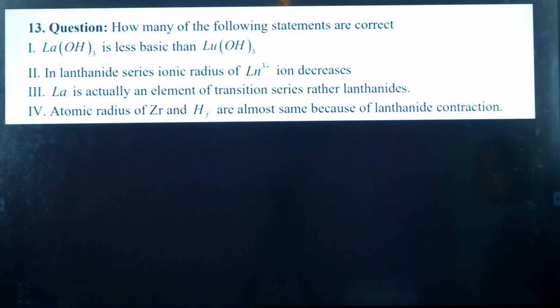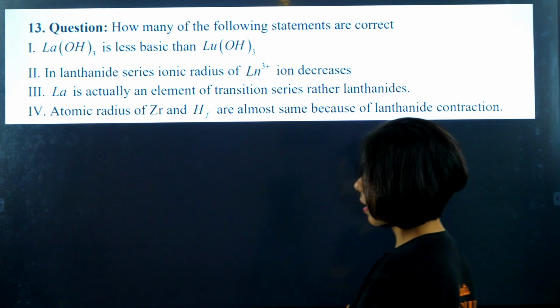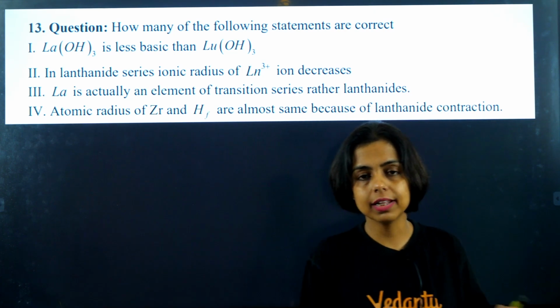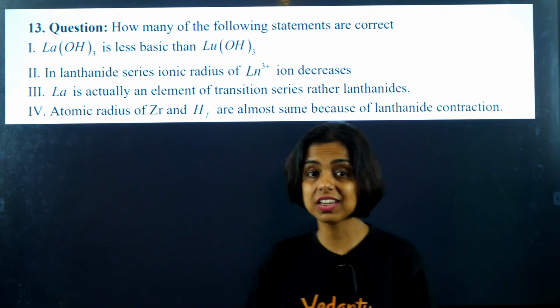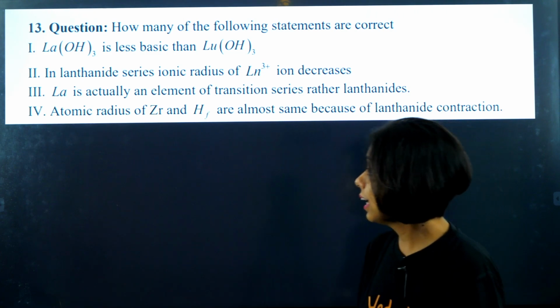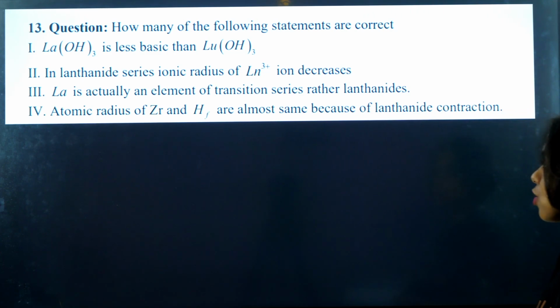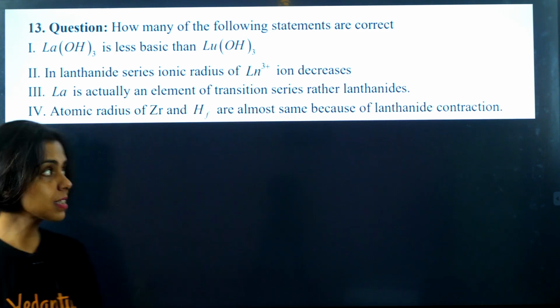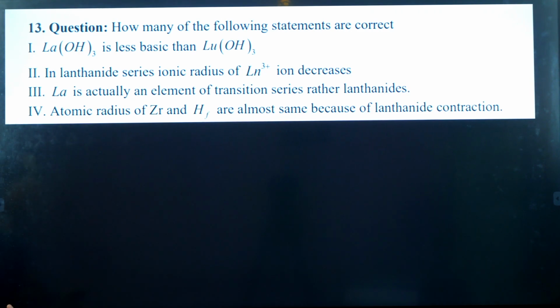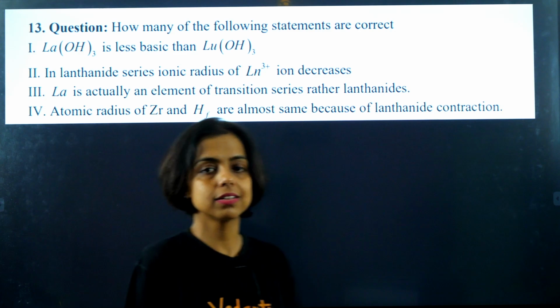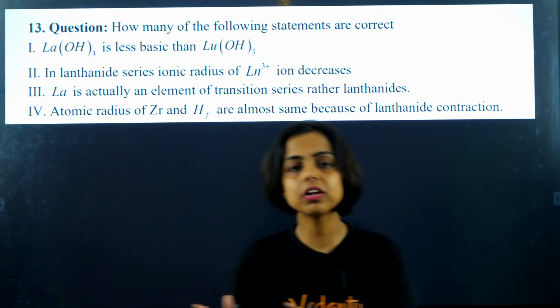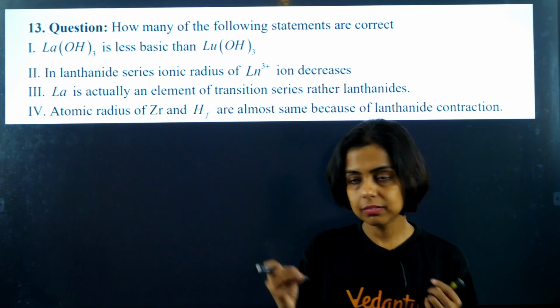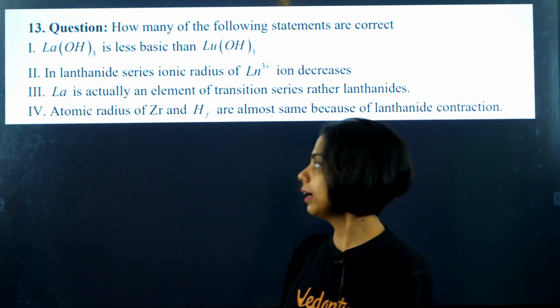Now the next question, how many of the following statements are correct? Lanthanum hydroxide is less basic than lutetium hydroxide, false. As we move along the lanthanides, the basic nature of hydroxides decreases. So false statement. In the lanthanide series, the ionic radius of Ln3 positive ion decreases because of lanthanide contraction. Yes. Next statement, La is actually an element of the transition series rather than the lanthanides. That is also true. The elements after lanthanum belong to the f block. Lanthanum itself is in the d block, right?